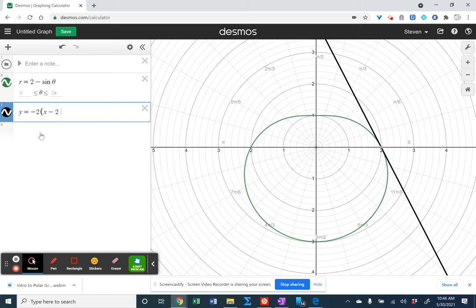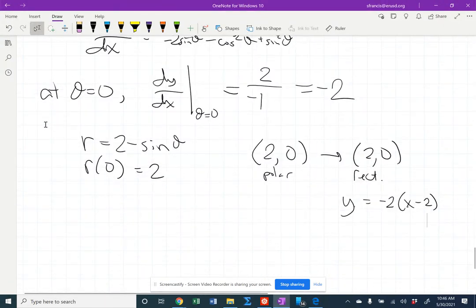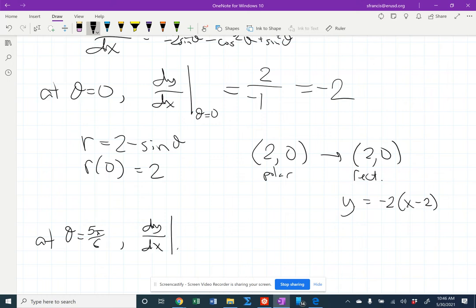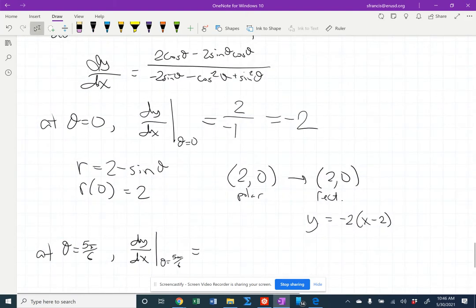All right, so let's do the other one really quickly. We said the other problem is going to be at theta equals 5 pi over 6. So at theta equals 5 pi over 6, we want dy over dx evaluated at theta equals 5 pi over 6. This is going to take a little bit more calculation. I'm going to do this mentally. If you want to plug this into a calculator, you can. Hopefully I don't make any little mental errors, but you can follow along.